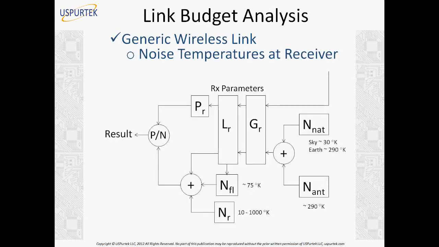So, okay. Now this is an illustration that shows some estimates of the noise temperatures on the receiver side. As you see, on the natural noise, for the sky we usually take 30 K. This is the usual temperature of the sky. And for Earth it's 290 K. For the antenna, this is a very general figure, 290 K. It can change from antenna to antenna, of course.